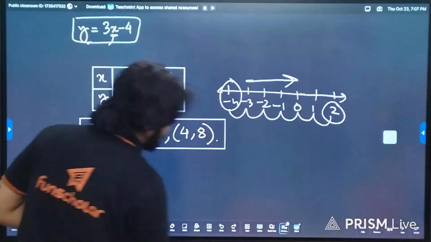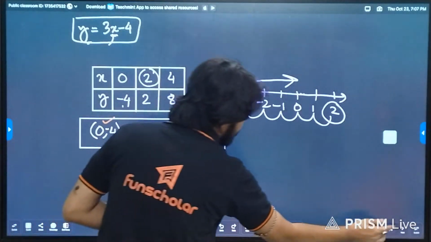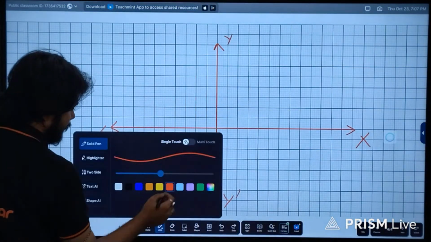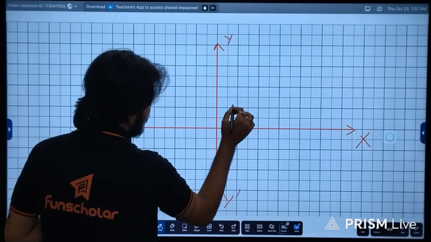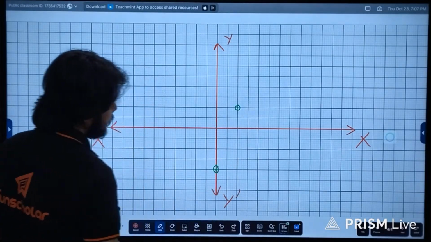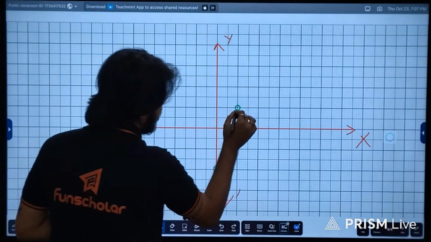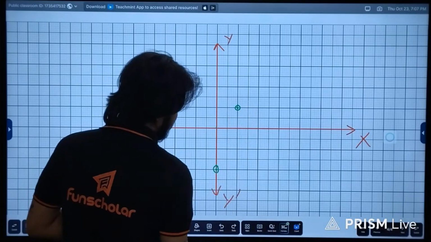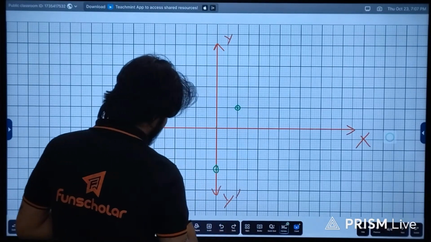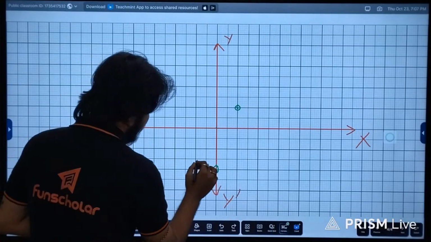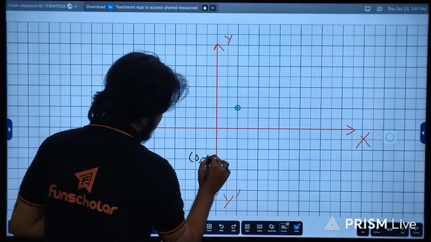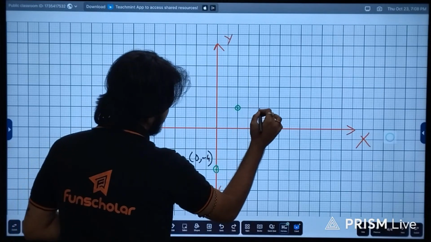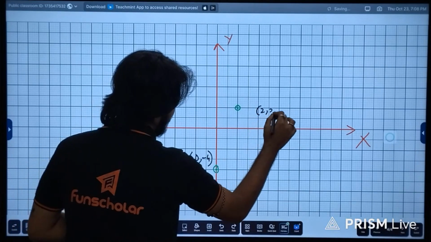The next point is 2 comma 2. This point is 2 comma 2. Now write, this is 0 comma minus 4. This is 2 comma 2.